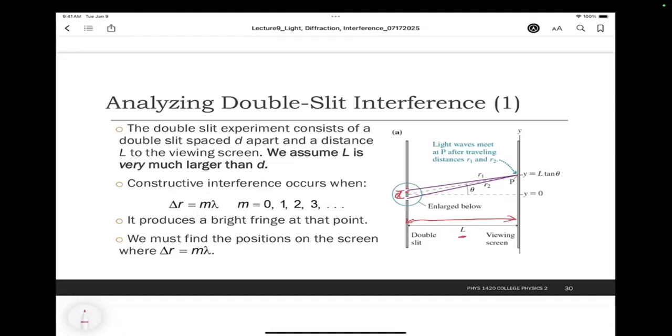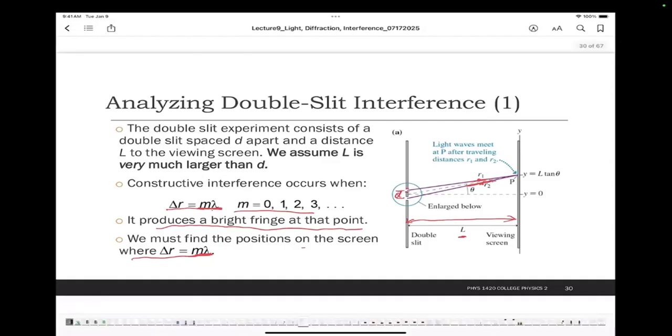The constructive interference occurs when the path length difference is an integer number, a whole number, of wavelengths. We have already talked about this one. It produces a bright fringe at that point. We must find the position on the screen where the path length difference is a whole number of wavelengths. At that point, it will be a bright fringe. Does it make sense to you?